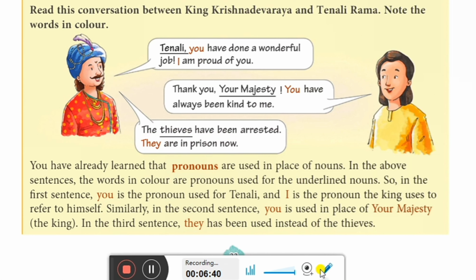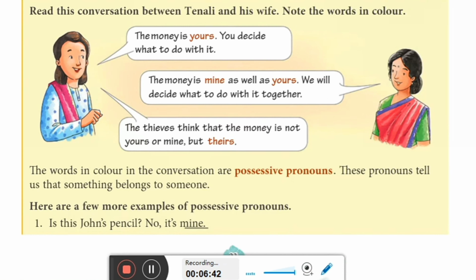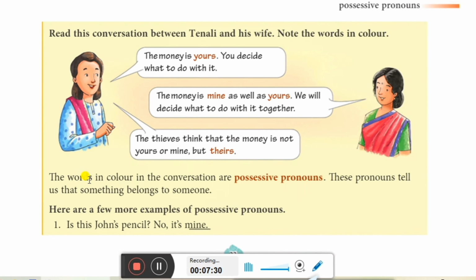Let's move on. We'll go to the next page. Now read the conversation between Tenali and his wife. Okay, we have some more conversation here. "The money is yours. You decide what to do with it." She says, "The money is mine as well as yours. We'll decide what to do with it together." "The thief thinks that the money is not yours or mine, but theirs."